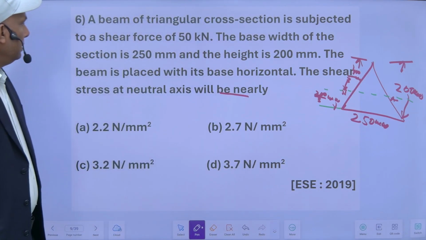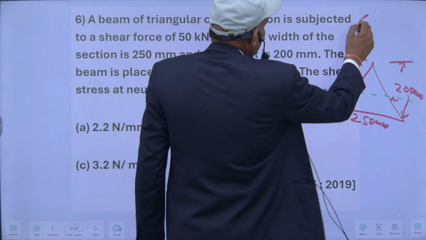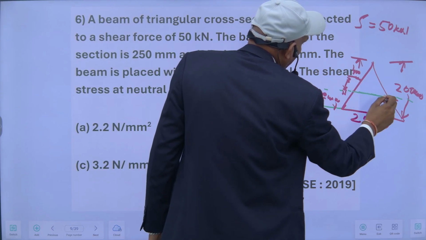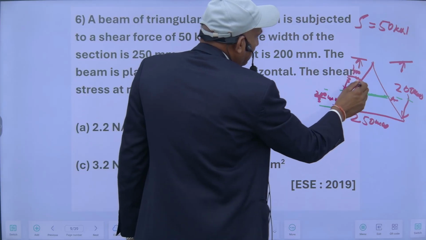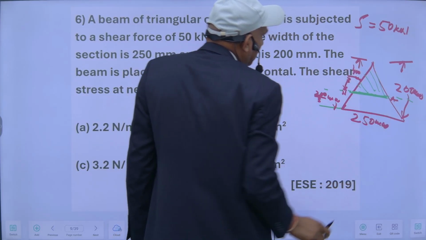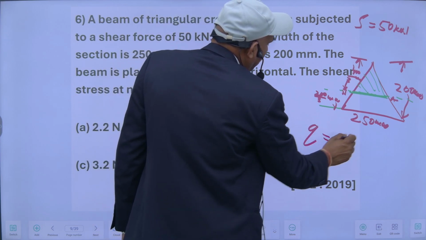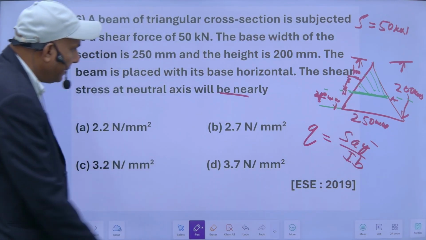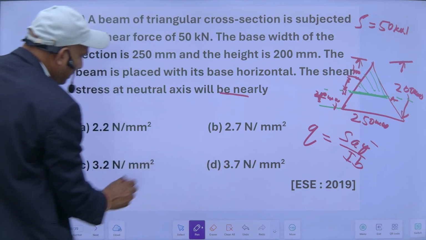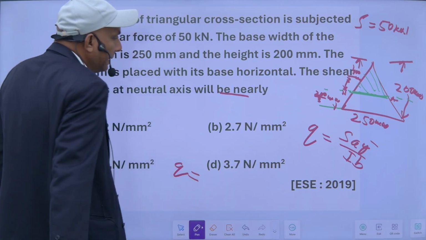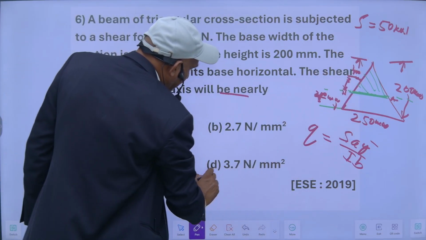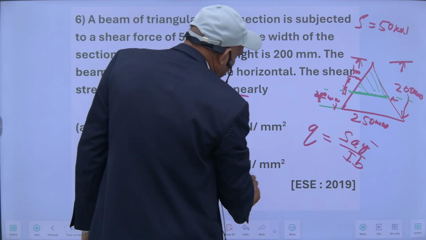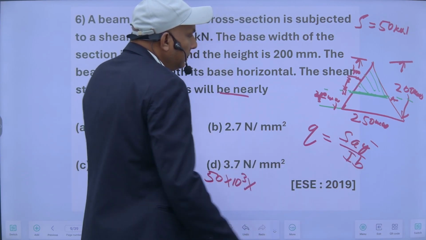Now the value of the shear force S is equal to 50 kN. So shear stress intensity at this level, I have to calculate from the equation. Q is equal to S A y bar upon I B. This is the formula where Q is equal to S. S is the shear force which is 50 kN. Kilonewton means 10 raised to the power 3 in Newton, into A y bar. A y bar means area above this layer.